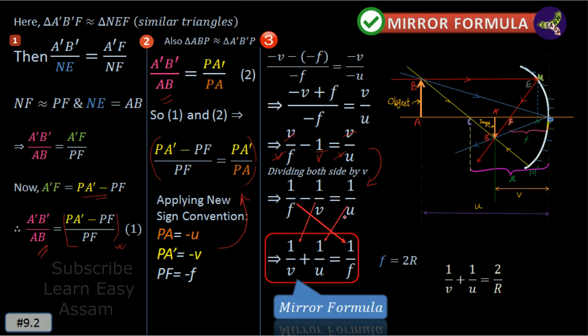So we can rearrange it and write 1 by v plus 1 by u is equal to 1 by f. And again we can see this is not twice r. Actually f is equal to r by 2, radius of curvature divided by 2. This is the mirror formula actually. So if we write it in terms of r, then we will get 1 by v plus 1 by u is equal to 2 by r. So this is the mirror formula that we need to derive in this manner.